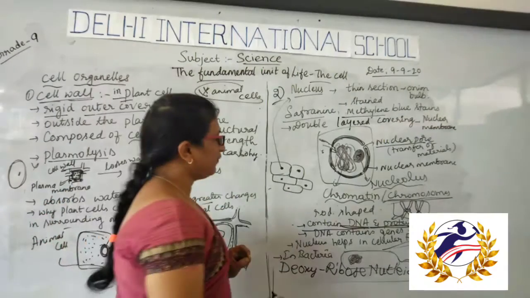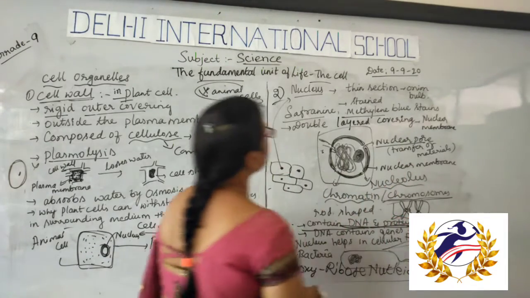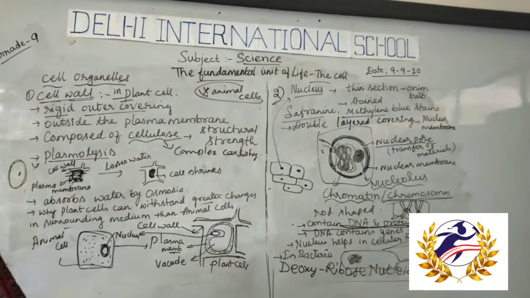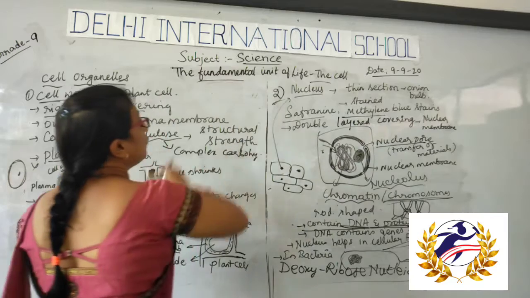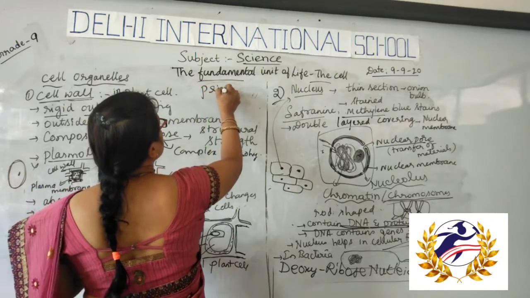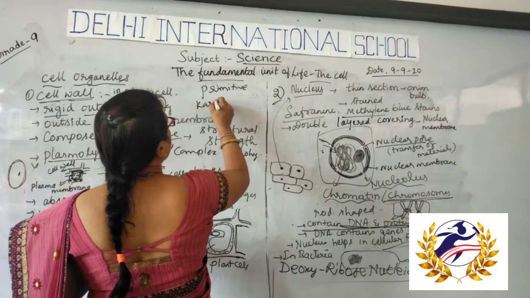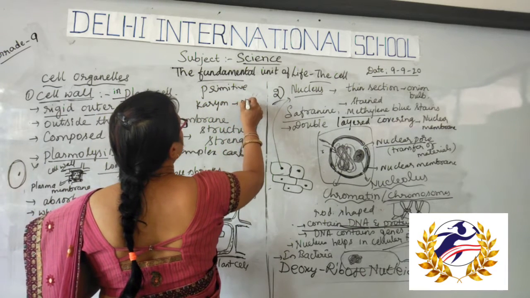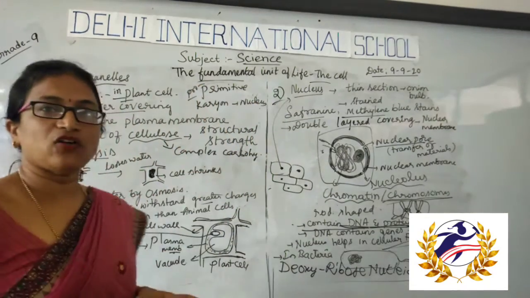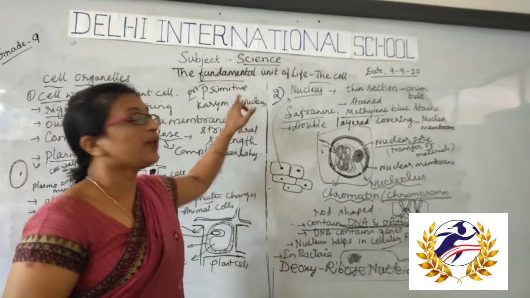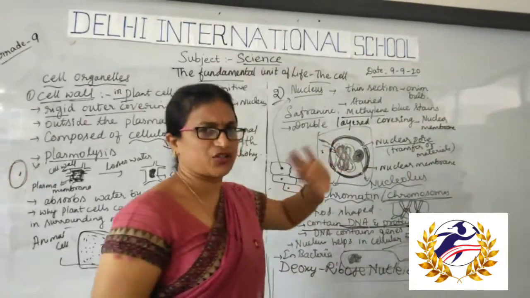One new word I will tell: prokaryotes and eukaryotes. Prokaryotes. Pro means primitive. Karyon means nucleus. Prokaryote: pro means primitive, karyon means nucleus. So primitive nucleus means not a well-defined, well-structured nucleus.